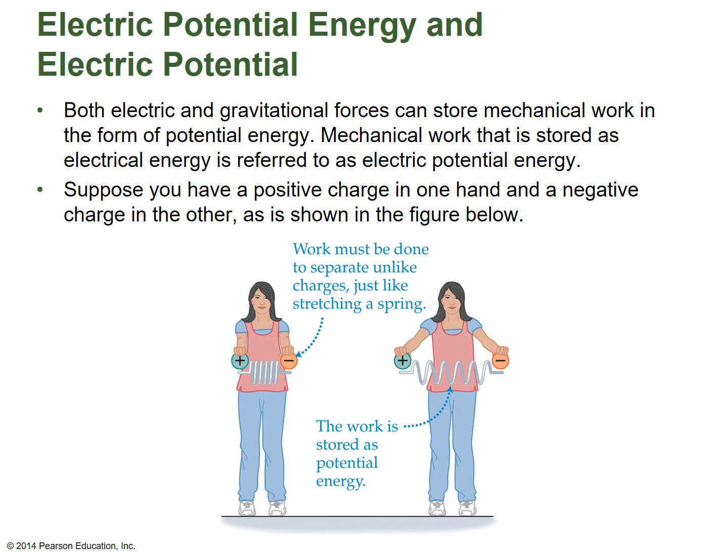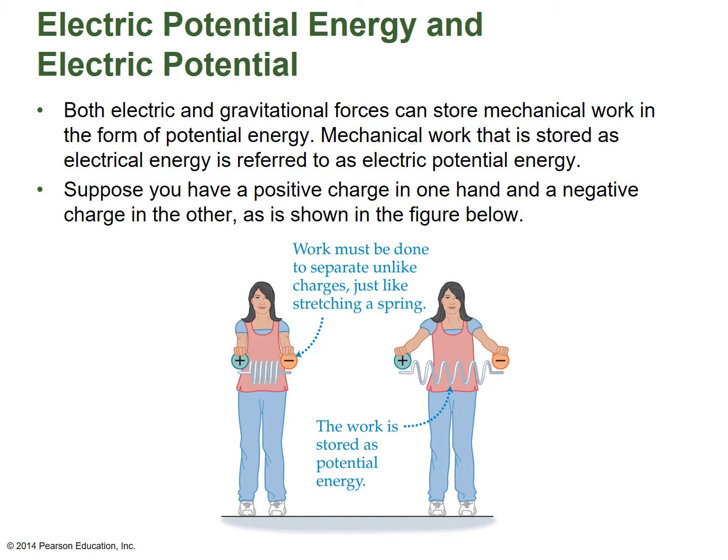Here we have a woman, and the woman has positive and negative charge. Suppose you have a positive charge in one hand and a negative charge in the other, as shown in the figure. Work must be done to separate unlike charges. In order to separate Q and minus Q, we need to apply external work.